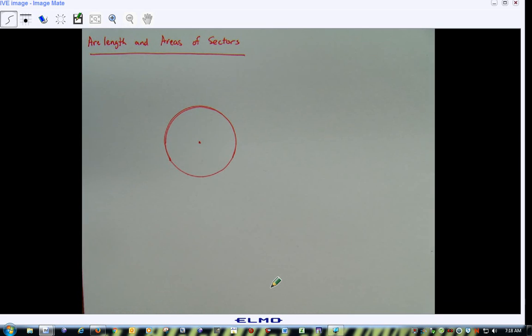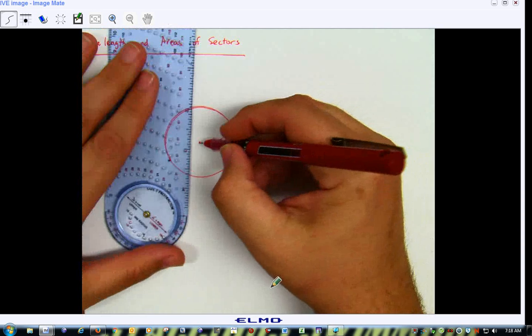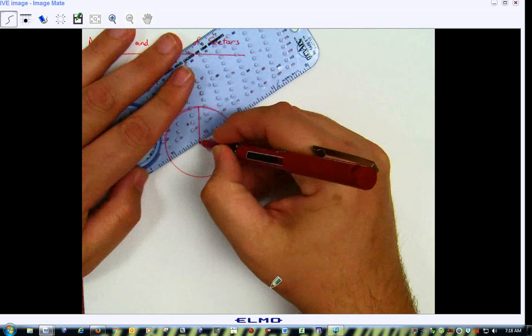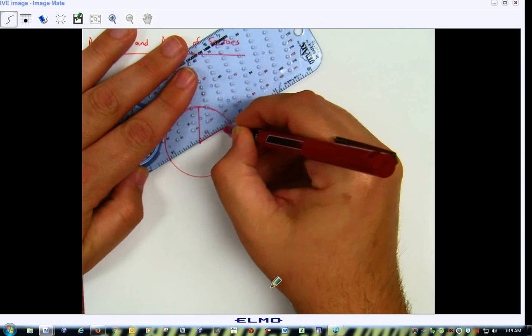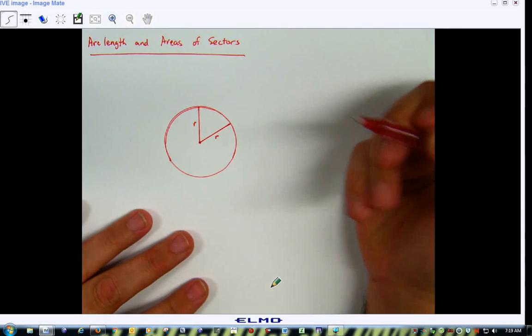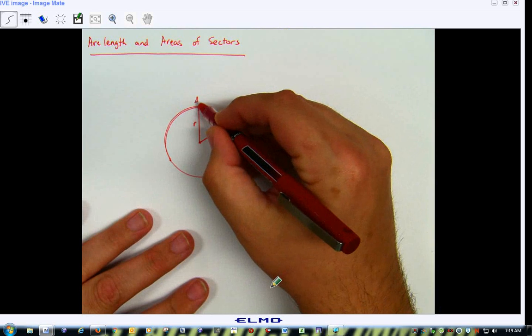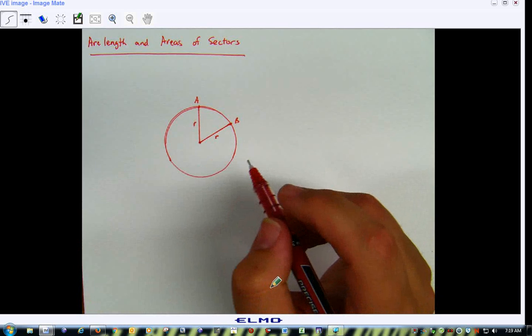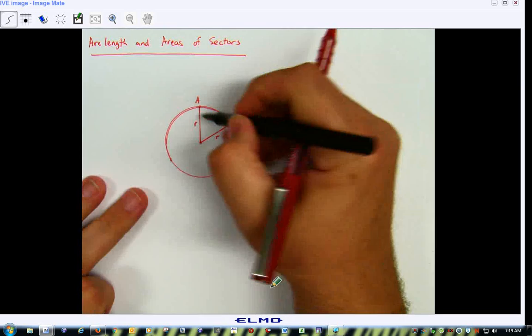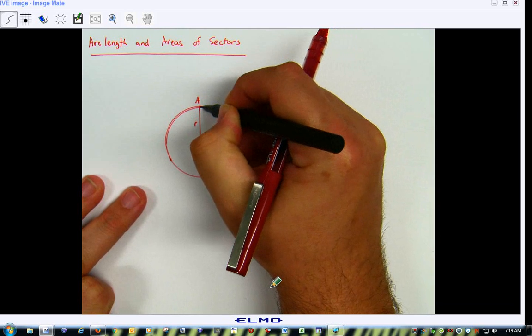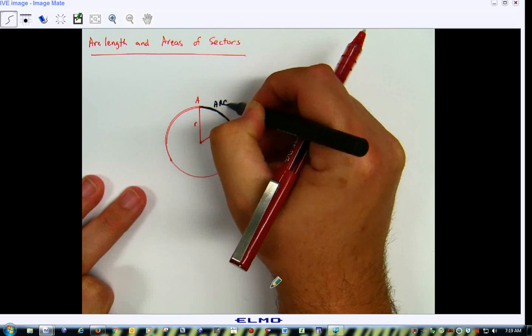Okay, talking about arc lengths and areas of sectors. Now, each arc is going to be created by two radiuses, or radii. There's a radius, there's a radius. Say that's A, and that's B. From point A to point B right here, that's an arc.